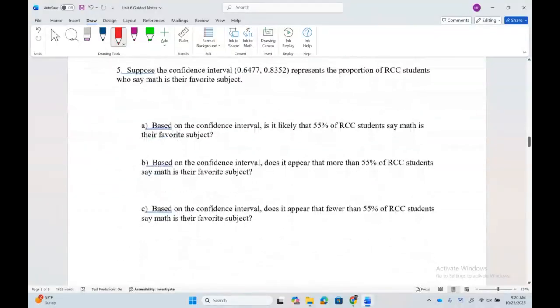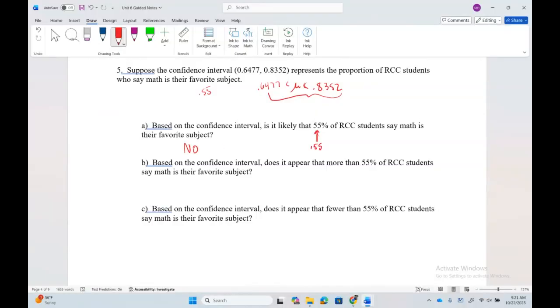All right, suppose the confidence interval, so now we've got the parentheses. This means the same thing as 0.6477 and inequalities 0.8352. Okay. Suppose the confidence interval represents the proportion of RCC students who say math is their favorite subject. Based on the confidence interval, is it likely that 55% of RCC students say math is their favorite subject? 55% is 0.55, and that is not within this interval. 0.55 is down here. So I'm going to say no, this is not likely.